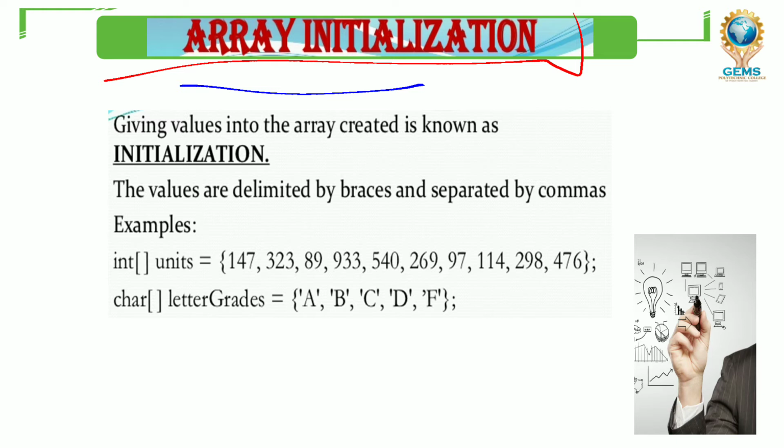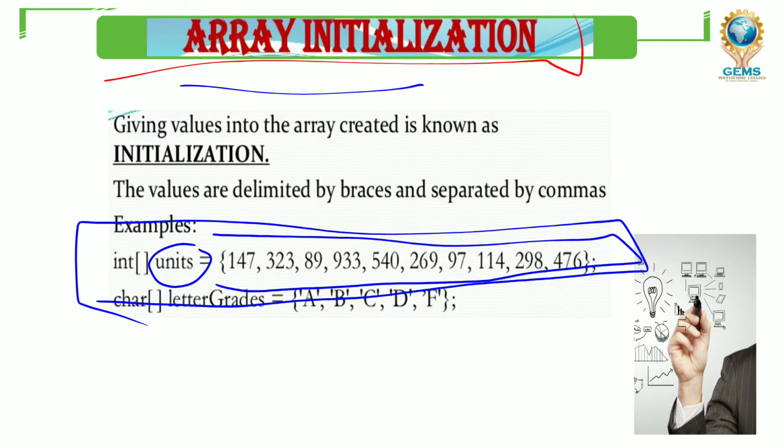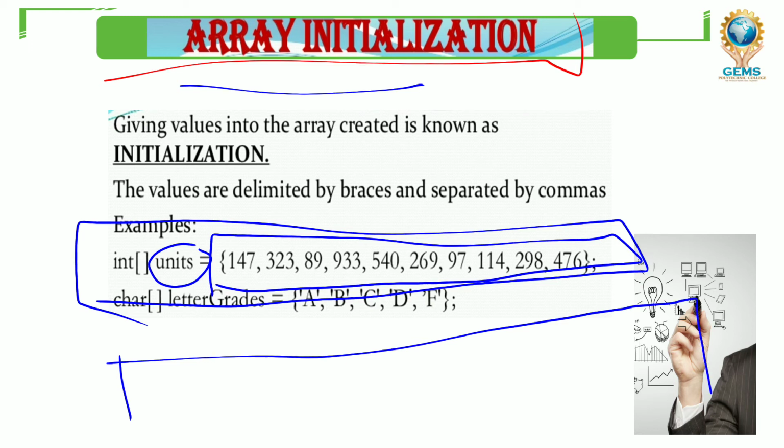So look at here. All of you know that here one array is there. The name of the array is units. In this array, we are entering these many elements. Just imagine this is an array. Totally, total 10 elements are there.